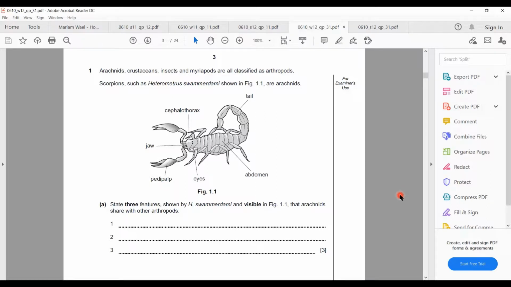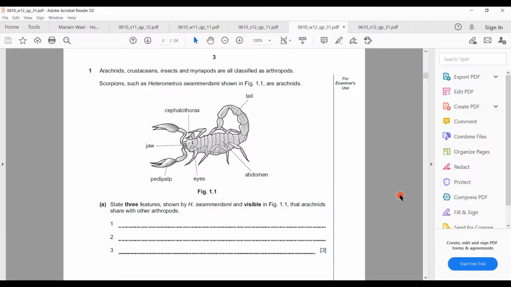Okay. You can tell me what are the visible three features that you can see in front of you that arachnids share with other arthropods. You said that they have four pairs of jointed legs, while others have different numbers. Yes. What about the rest of the features?